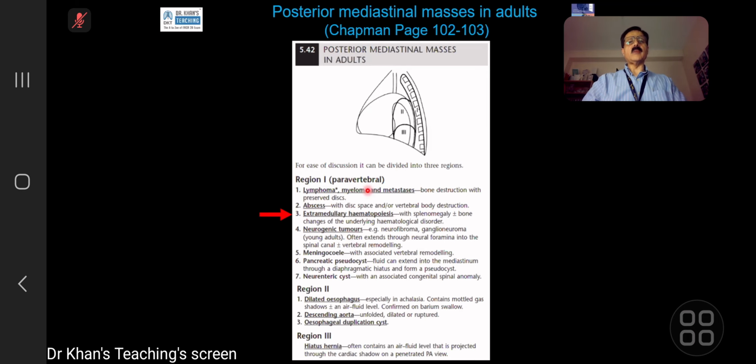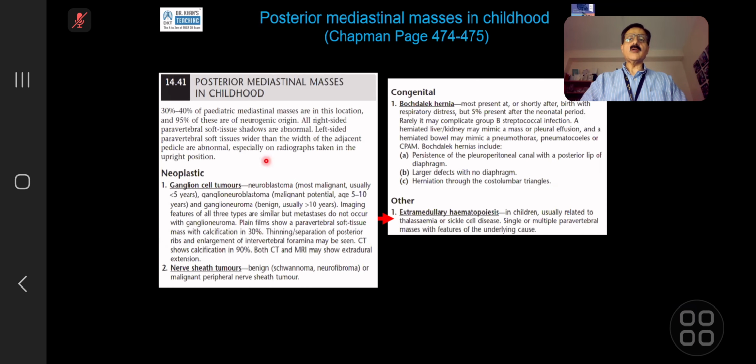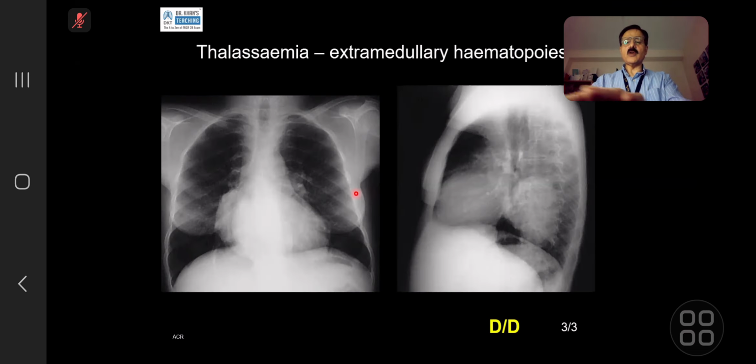Like lymphoma and myeloma and metastasis. In children also, if you see posterior mediastinal masses, and again, extramedullary hematopoiesis is there. In our case, it was a unifying diagnosis. So once you pick up expansion of the ribs, you can be quite confident.